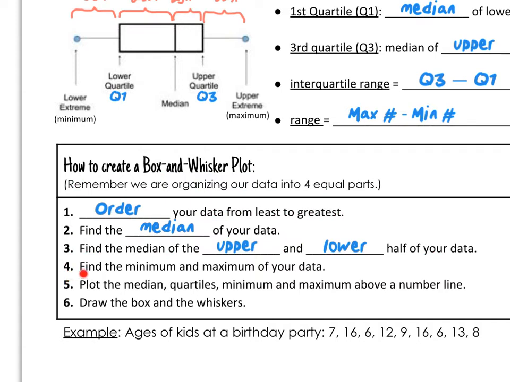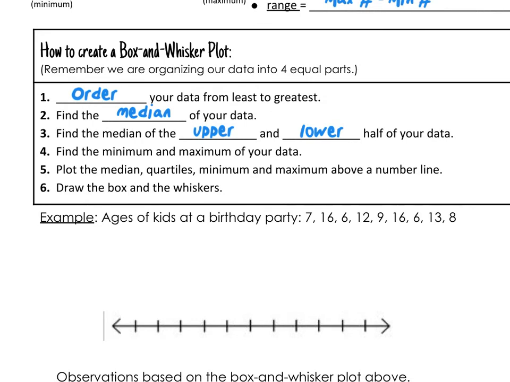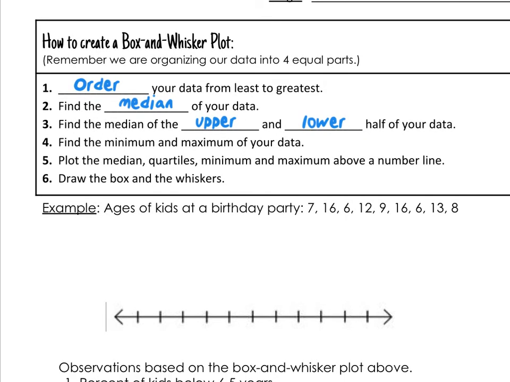Then step 4, you want to find the minimum and maximum of your data. And then step 5, you're going to plot the median, the quartiles, the minimum and maximum above a number line. And the last step, you're going to draw out the box and whiskers. So it's a lot of steps, but it really isn't that difficult. We're going to try this with example 1.